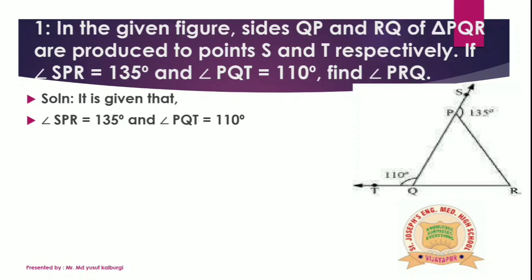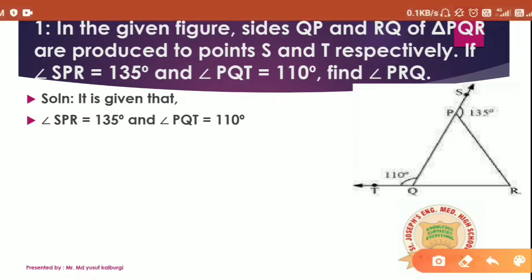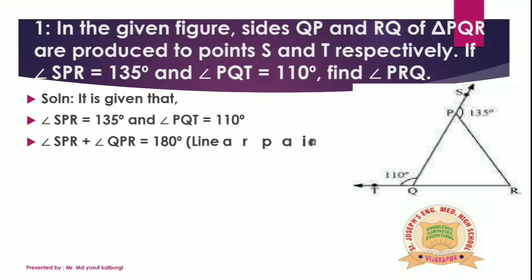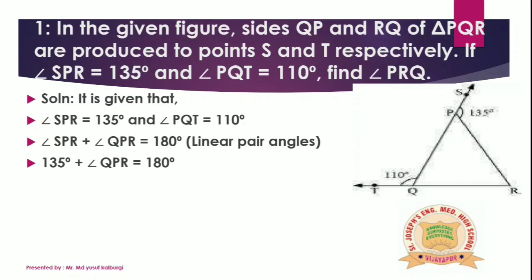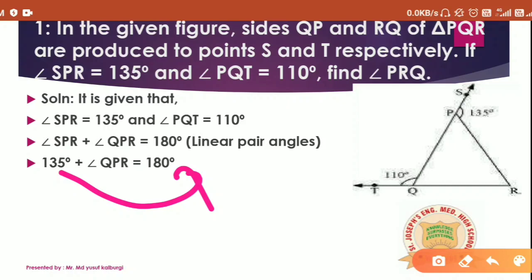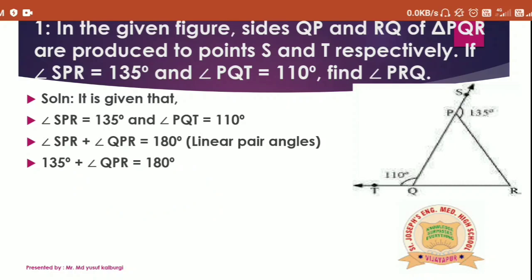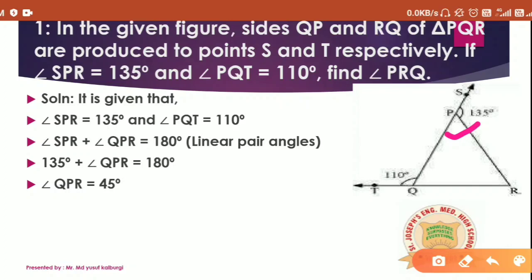Now the next thing we are going to do: SPR plus QPR. Just observe, SPR and QPR, are they forming a linear pair? Obviously, because QS is a complete line and PR is standing on it, their angle sum should be equal to 180 degrees. So SPR plus QPR is equal to 180 degrees, it is a linear pair. Now one angle we know, SPR equals 135 degrees. Substituting, 135 plus QPR equals 180 degrees. Now 135 goes to the other side: 180 minus 135 is 45 degrees. So QPR is equal to 45 degrees. One value we have got.